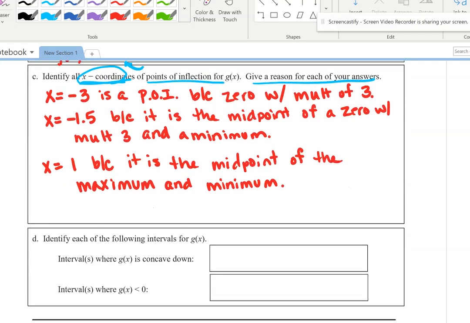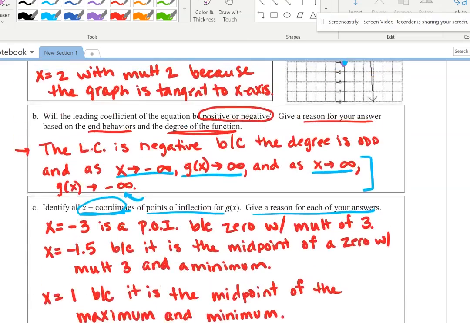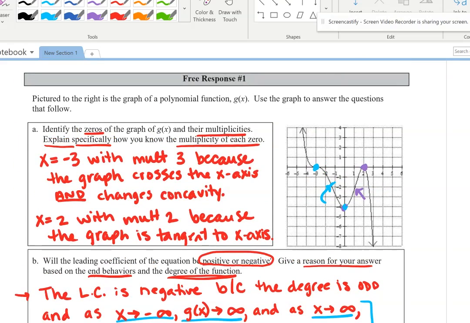All right, now let's do D. It says identify each of the following intervals. On your test, I only asked you where it was concave down. And so when it's concave down, you need to look at this component of concave down. There's two types. This is concave down, but increasing. And then this one is concave down but decreasing. So if it looks like any type of this type of curve, then it's going to be concave down.